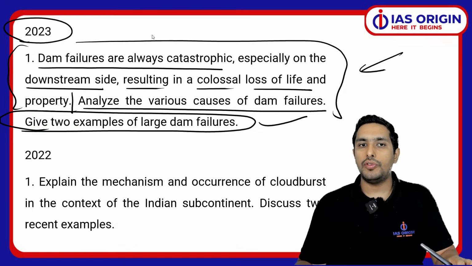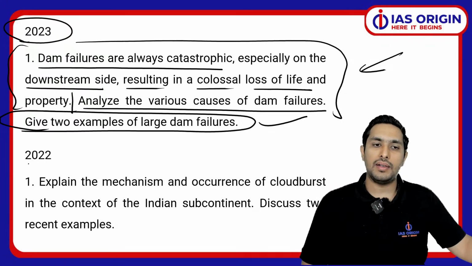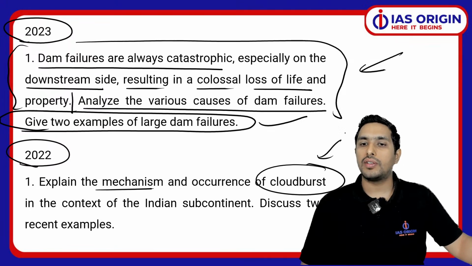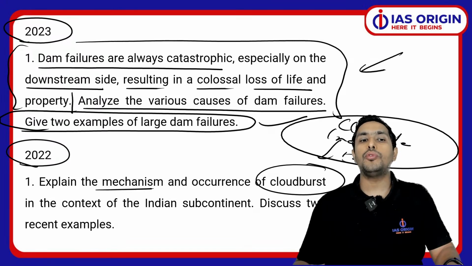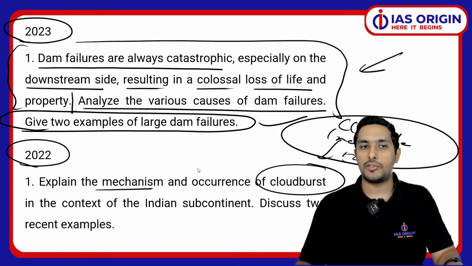So I'm hopeful that now at least you're getting an idea of what exactly are the kind of questions which are being asked in disaster management. In the preceding year, 2022 May, we had a question that asked to explain the mechanism and occurrence of cloudburst. So ye dekho, now this is what? This is a climate induced disaster. So you are supposed to know that if a question is there on a climate induced disaster, how in the first place are you supposed to be answering that very question?